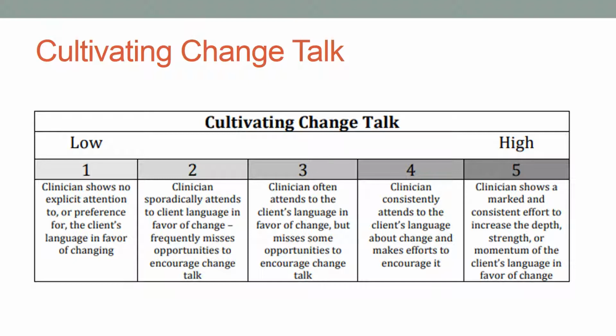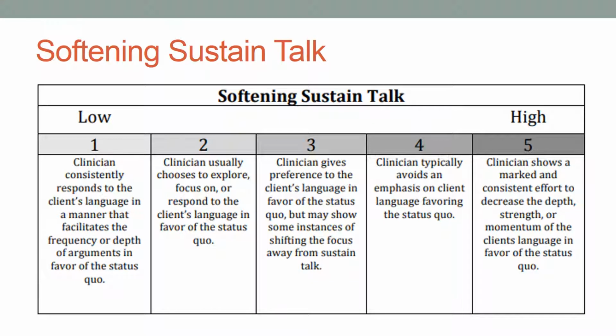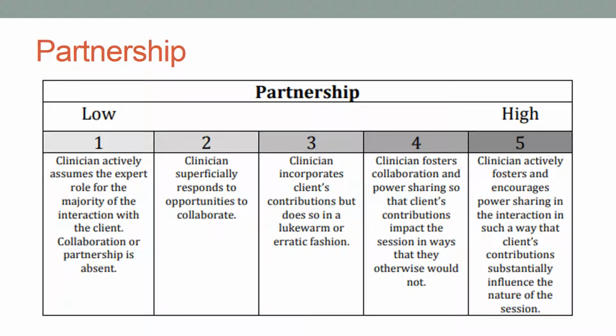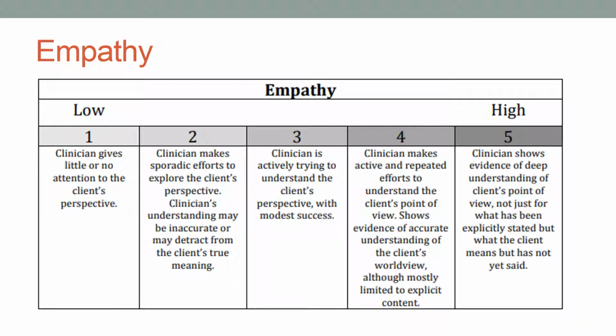So that was the first of the four dimensions of the global ratings, and the manual provides the same verbal anchors and examples for the other three. We've got softening sustained talk here, we've got partnership, and you've got empathy. So you have those verbal anchors and examples across the four dimensions.